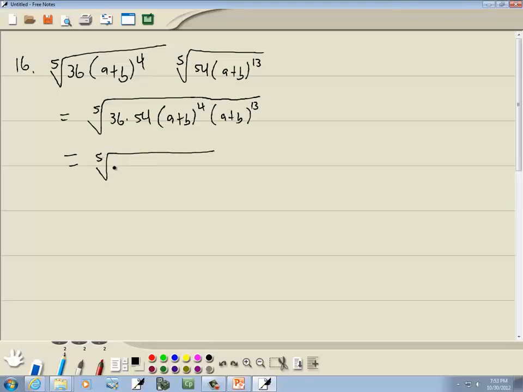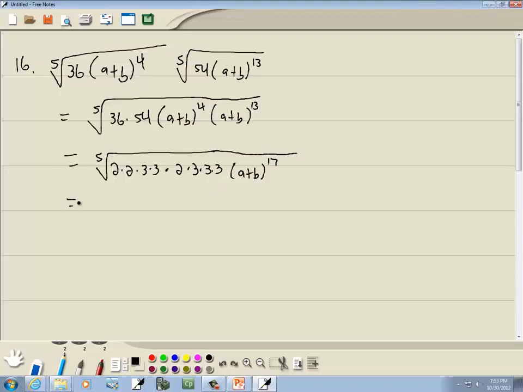Now 36. 2 times 18, 2 times 2, 4, 2, 4, 12, 36. 54. That's 2 times 3, well, 3, 9, 27, 54. Okay. I did prime factorization of 36 and prime factorization of 54. Now a plus b to the fourth times a plus b to the 13th, you add the exponents. So you got a plus b to the 17th.